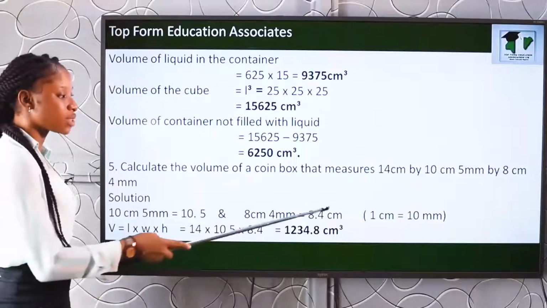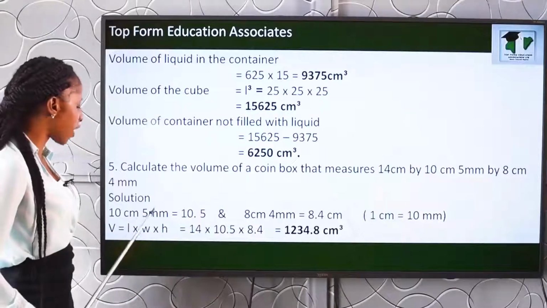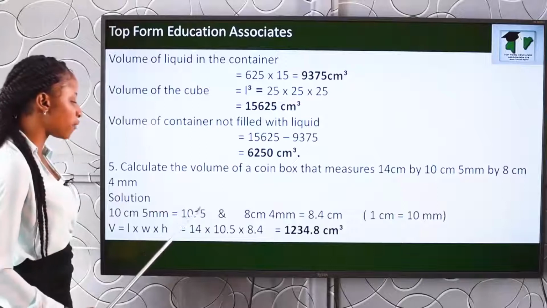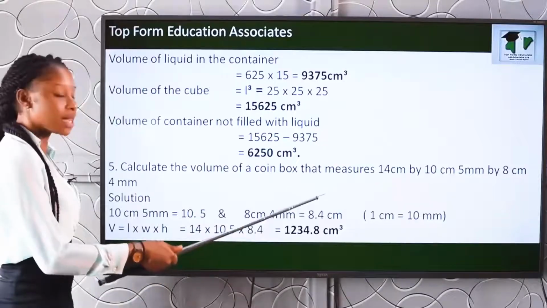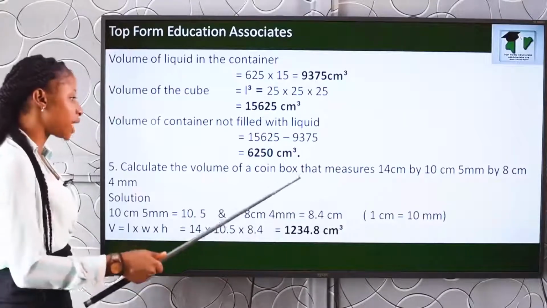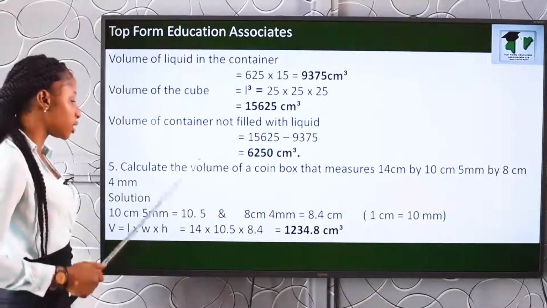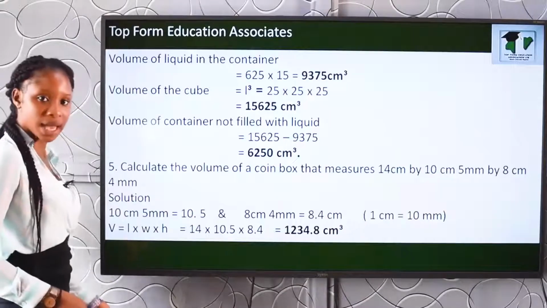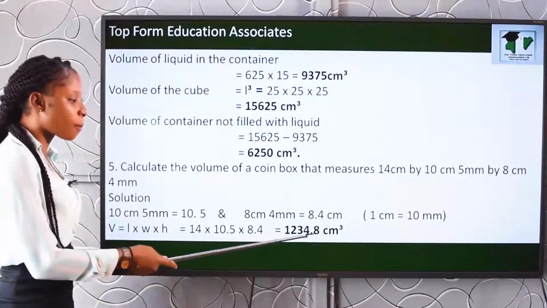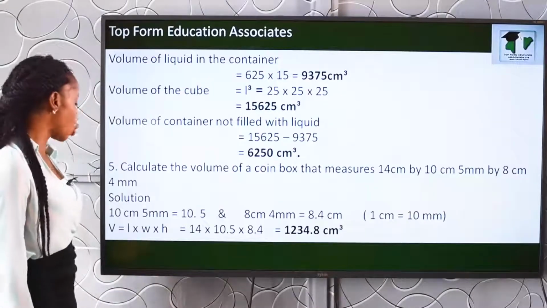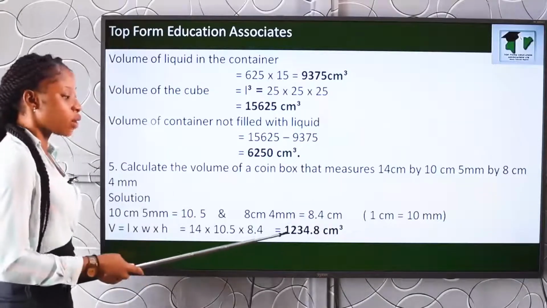And we all know that 1 centimeter is equal to 10 millimeters. So, in converting, we have 10 centimeters, 5 millimeters as 10.5 centimeters, and 8 centimeters, 4 millimeters as 8.4 centimeters. How did we do it? We simply divided by 10. Now, the volume, this is a very simple question. The volume is length times width times height. So when you do all the multiplication, we have 1,234.8 centimeters cubed.